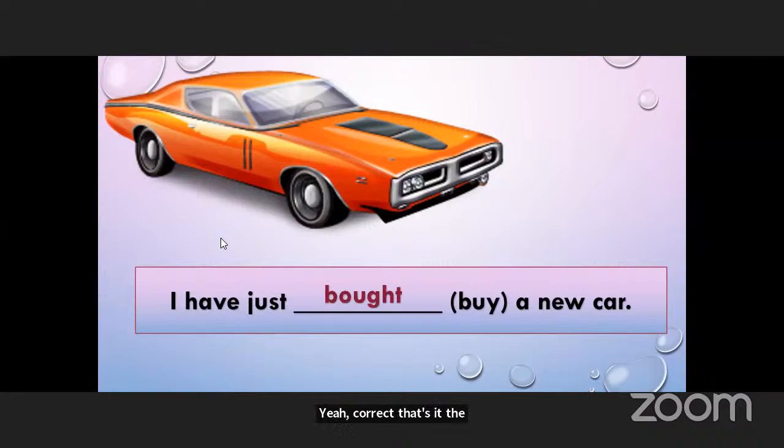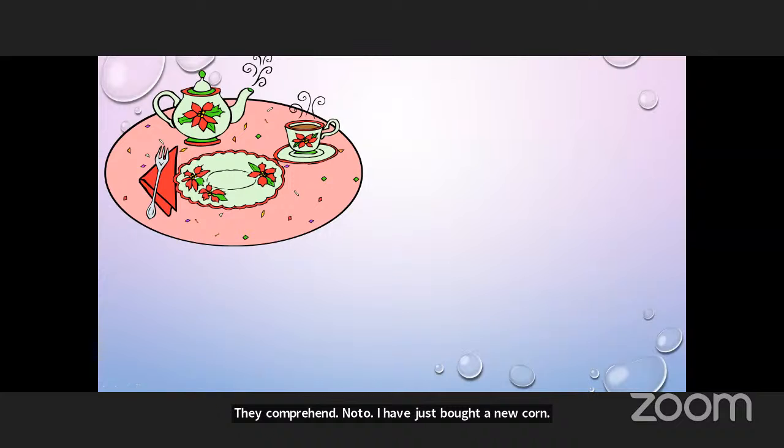El punto aquí es que ustedes se den cuenta, por favor, que dentro de la estructura del present perfect son los verbos en participio pasado, tanto regulares como irregulares. Me he acabado de comprar un auto. I have just bought a new car. Neisser Garcia, please help me with this one.